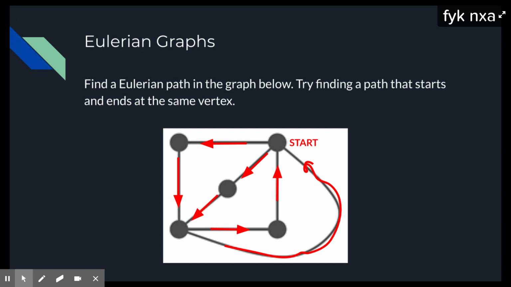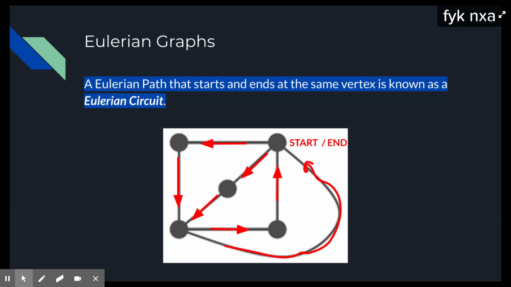So we have a new name for that. That Eulerian path now becomes a Eulerian circuit. So anytime that it starts and ends at the same vertex, it's a Eulerian circuit, using every edge exactly one time.